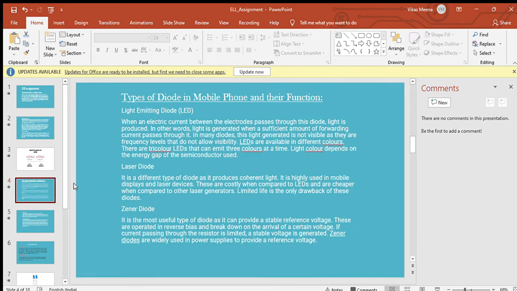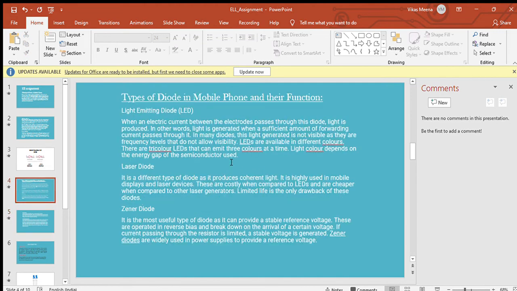Now coming to the types of diode in a mobile phone and their function. The first type of diode is the LED or light emitting diode. These are diodes which emit light when a sufficient amount of forward current passes through them, and the light produced can be of a wavelength that does not fall in the visible region, so it may not even be visible sometimes. They can also be tricolor, emitting three colors, and the light color also depends on the energy band gap of the semiconductor used.